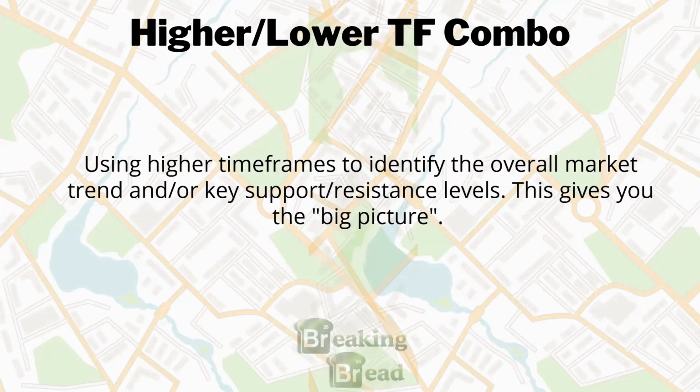The higher time frame, lower time frame combo is using higher time frames to identify the overall market trend or key levels of support and resistance. This is going to give you your big picture.